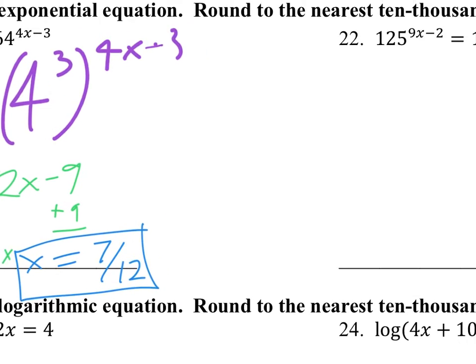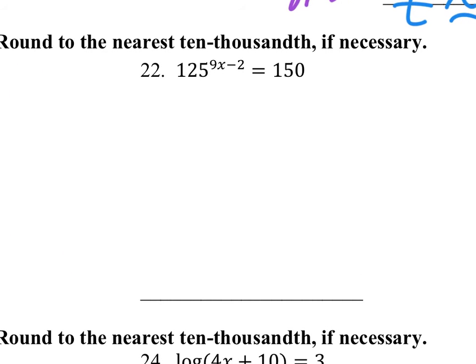Number 22, we cannot use the common base approach because 125 and 150 are not powers of the same base. So we have to use a log equation. And so we switch this to log form. It's ready to go right away. It's log base 125 of 150 equals 9x minus 2. So we would add 2 to both sides and then divide by 9.